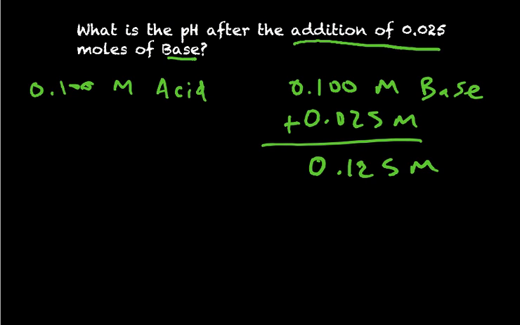In the previous problem, we added acid, so we had to subtract from the base. Now we are adding the base, so we have to subtract from the acid. So we would subtract 0.025 from the initial concentration of 0.100 moles of acid, which gives us a new concentration of 0.075.